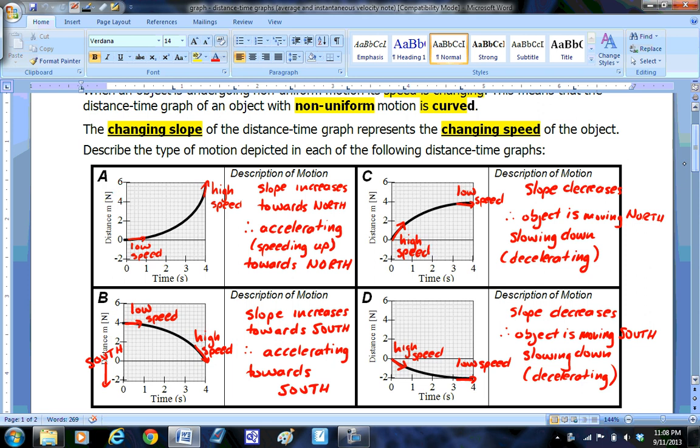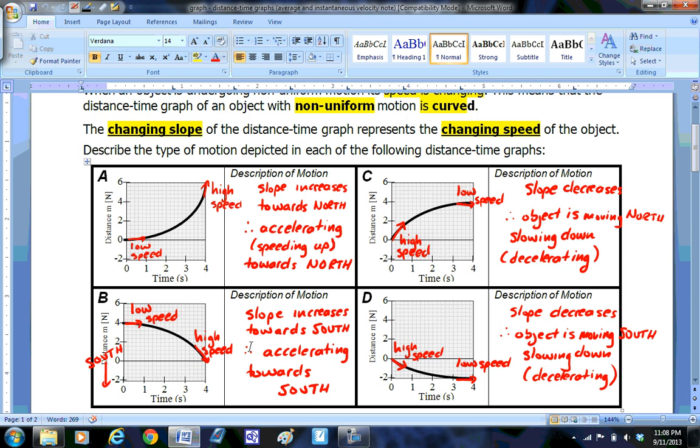So let's look at the examples we did in class. For the first example, I've got a graph where I've got a very, very low slope at the beginning, and at the end it's pretty high, and it's going towards the north. So what's going on here, slope is increasing towards the north, so the object is speeding up or accelerating towards the north. Its speed is getting bigger, northwards.